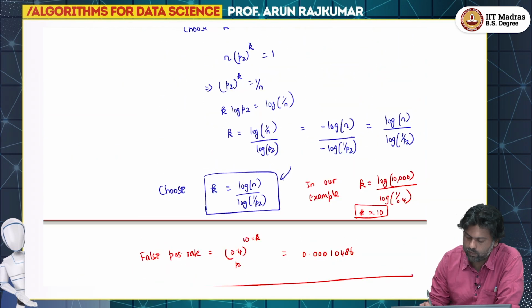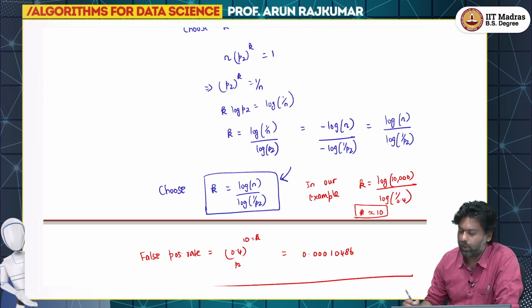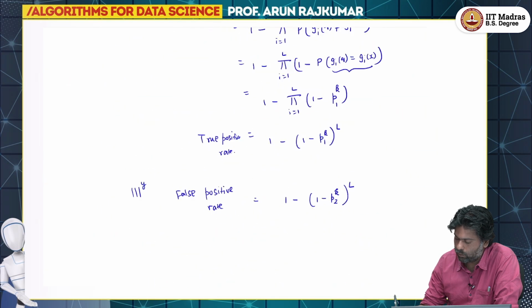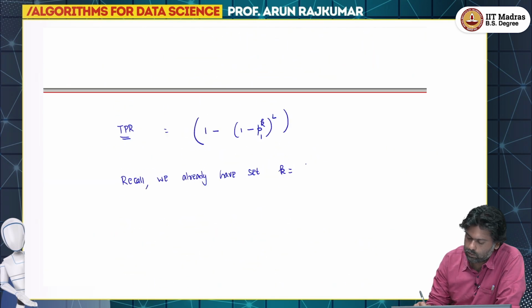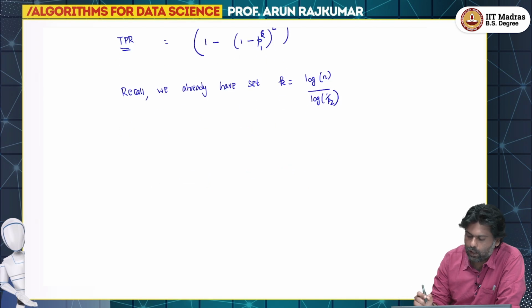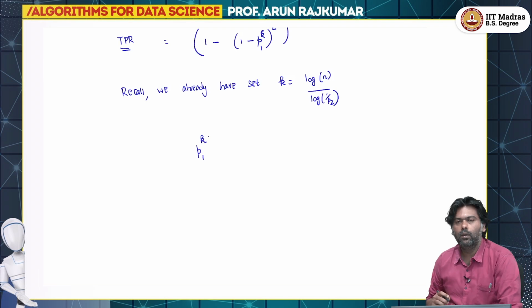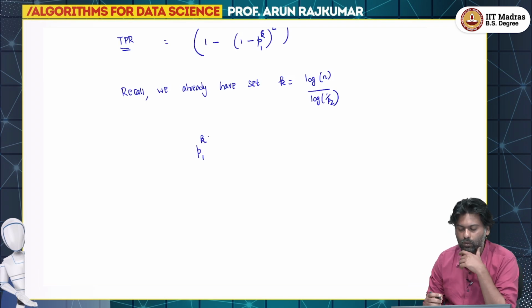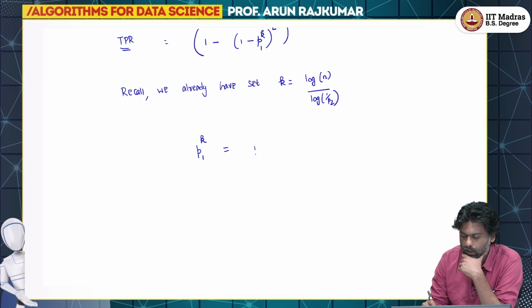So this is what we have set k to, log n by log 1 by P2, right? So we have to use that k here. We have already set k to log n by log 1 by P2. So if we set k to that, then what is P1 power k? Let's just do some calculations. This is just calculation. So P1 power k is P1 power log n by log 1 by P2.